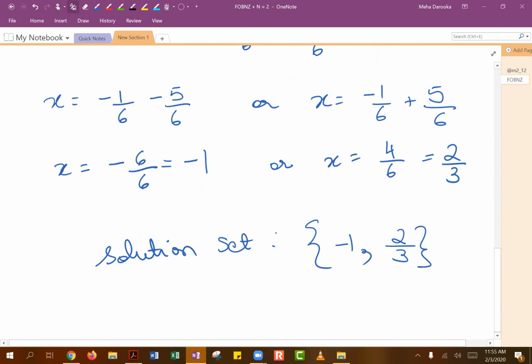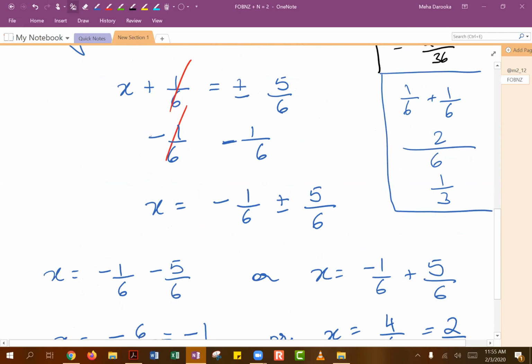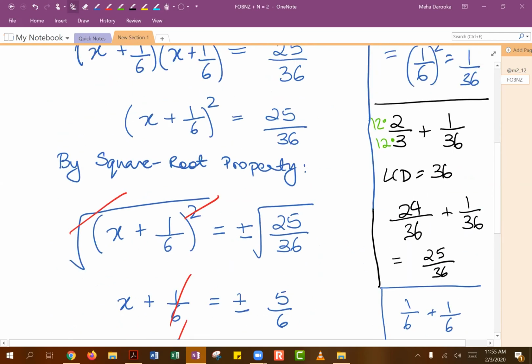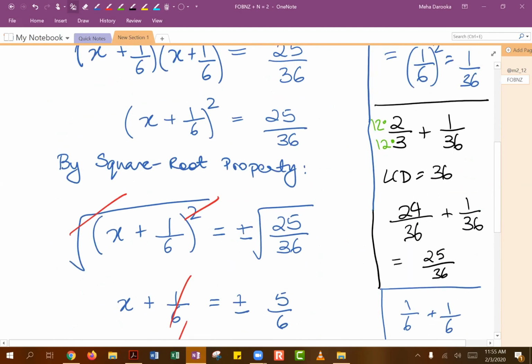Did you have a question? Say that one more time. Oh, that was right here when we added the 2/3 with the 1/36, right? You just make the 3 into 36. Yeah, okay, very good. Anybody else have a question on this part of the example?